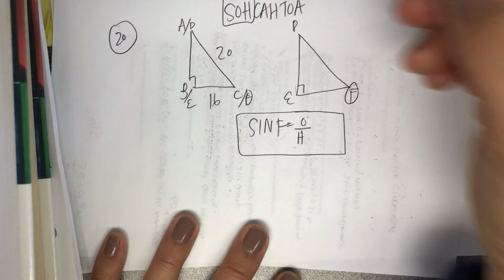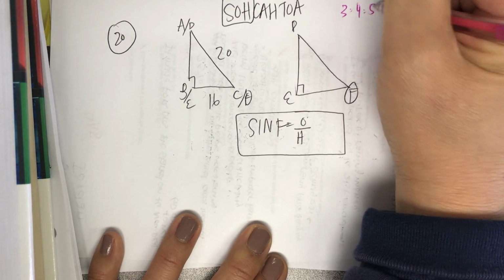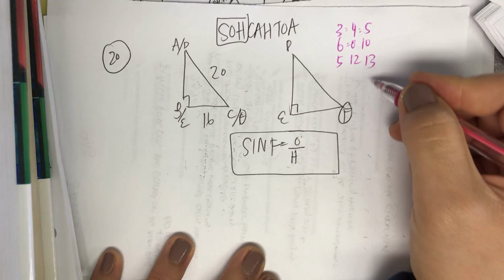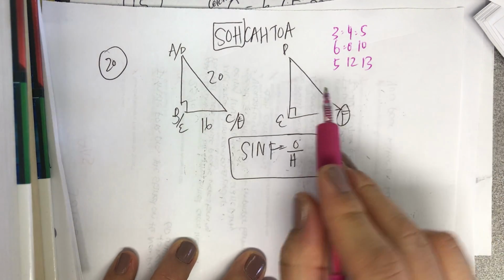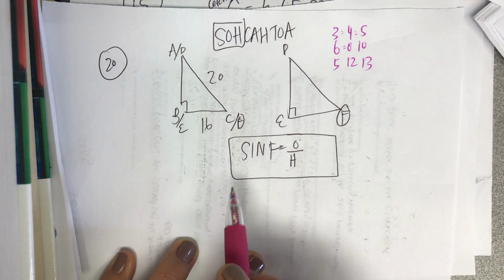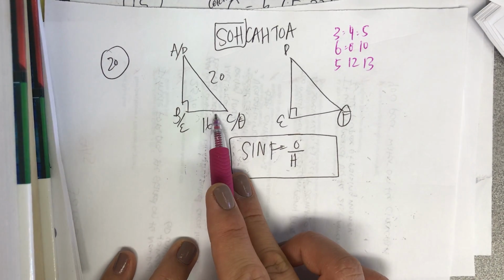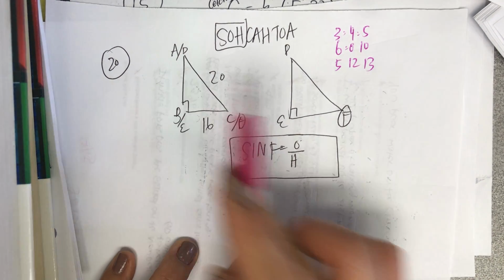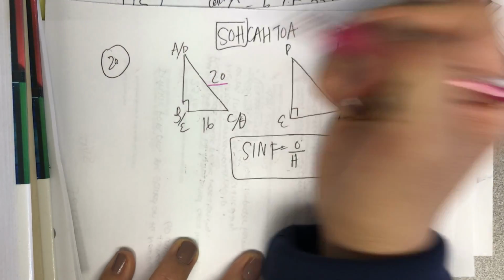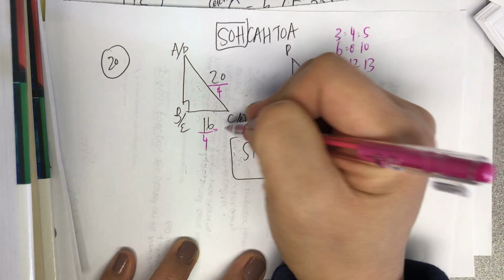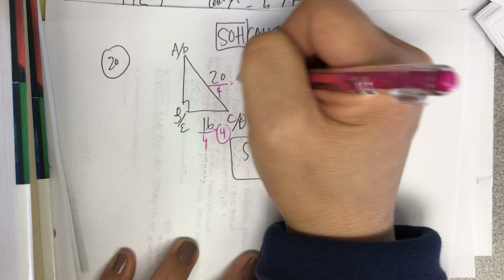So anyway, using that same rule, 3, 4, 5, 6, 8, 10, 5, 12, 13. I used to make my students chant this in class until they got it down. Okay? So, we already know we're dealing with this triangle right here. We need to find this side. What can we divide each one of these by? 4. If I divide it by 4, it's going to yield me 4 here, 5.